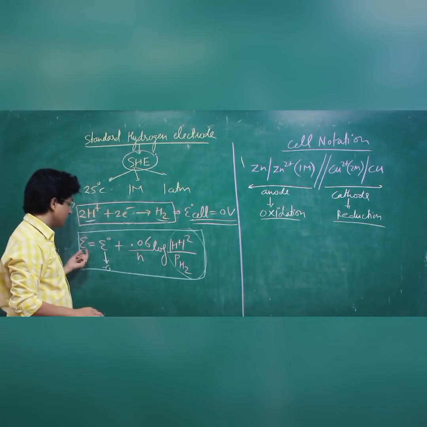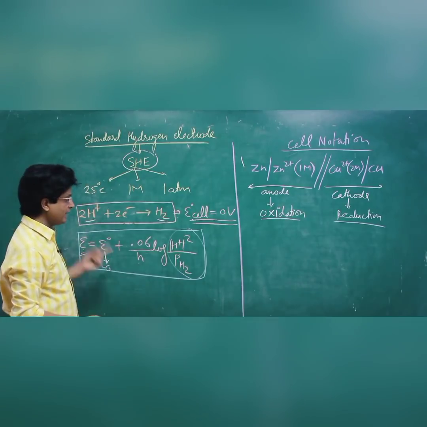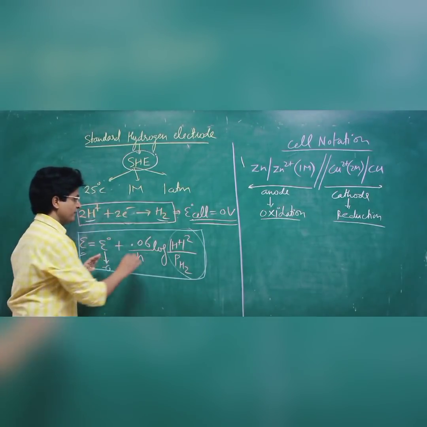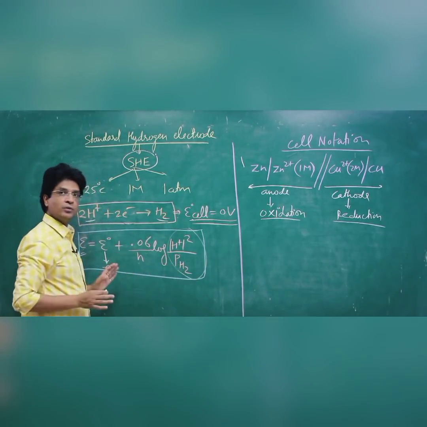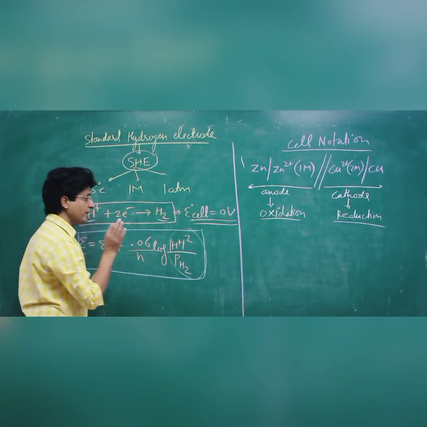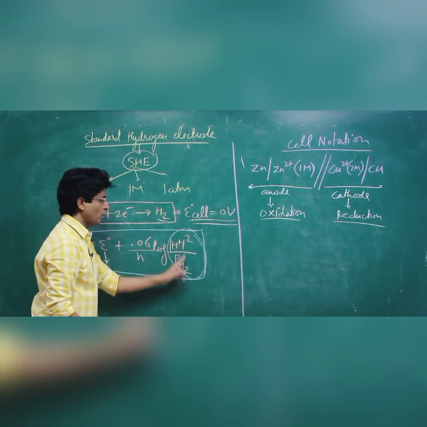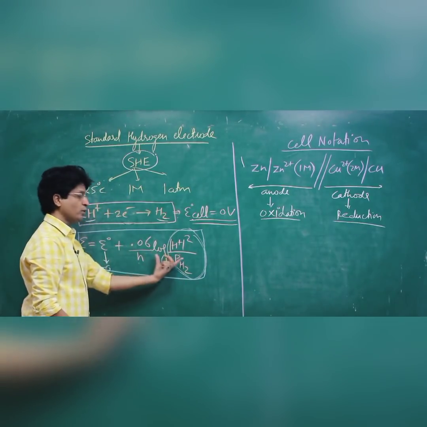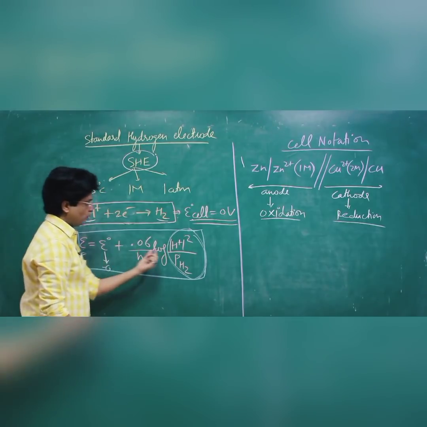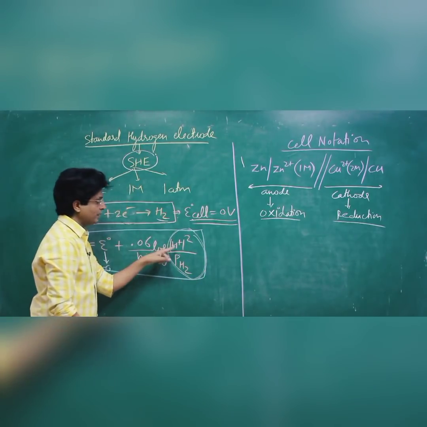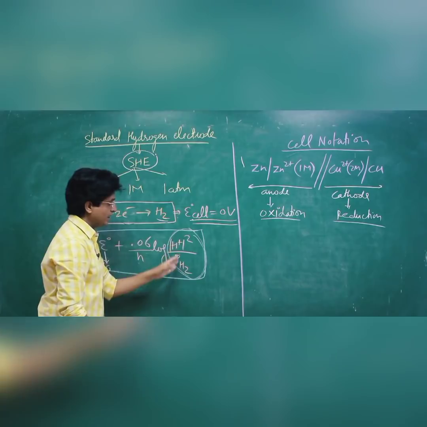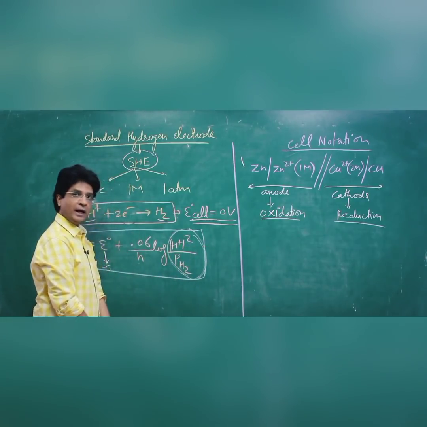If you want E also to be 0, it is only possible if this part is also 0. This part will be 0 only if this fraction is 1, because log of 1 is 0. 0 plus 0 will give you 0. So this fraction will be 1 when the H ion whole square is equal to the partial pressure of hydrogen.